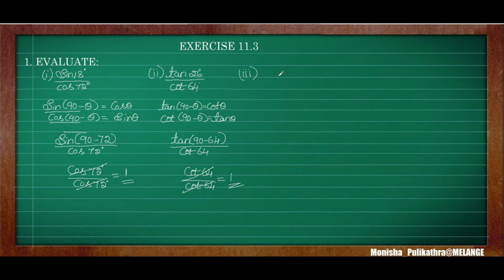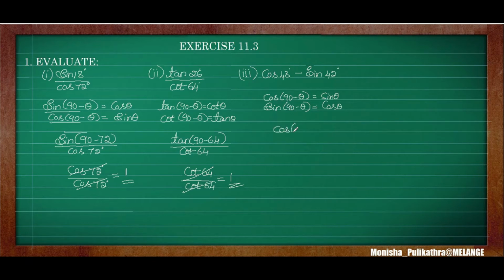So moving on to the third question. So here it is, cos 48 degree minus sin 42 degree. So we know that by complementary angles, cos 90 minus theta is equal to sin theta, and sin 90 minus theta is equal to cos theta. So either one you need to change. Okay, I am changing this cos here.